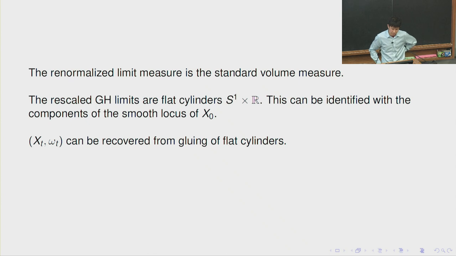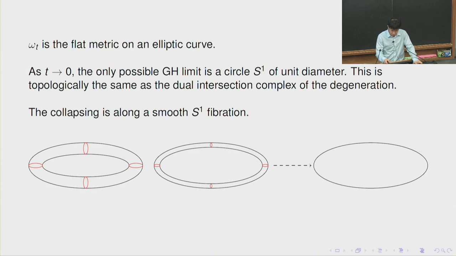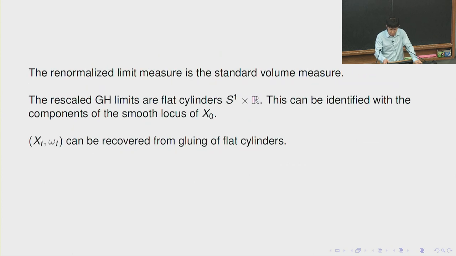Here, of course, the renormalized limit measure is just the standard measure. It's the flat circles. And the rescaled limits: if you don't want this red circle to collapse, you have to scale this red circle to have radius 1, diameter 1, then you get an infinite cylinder.